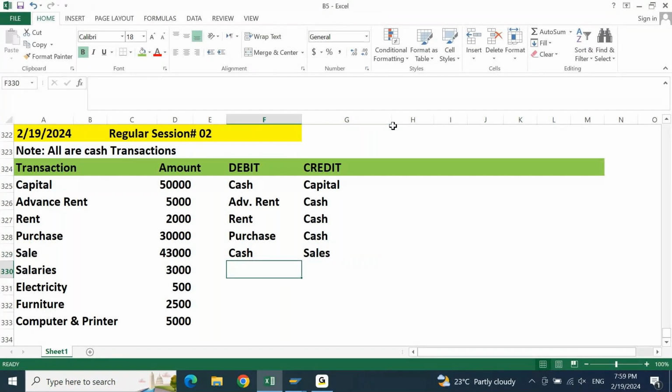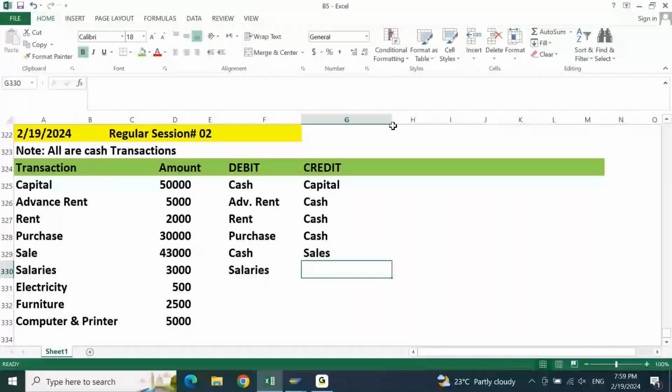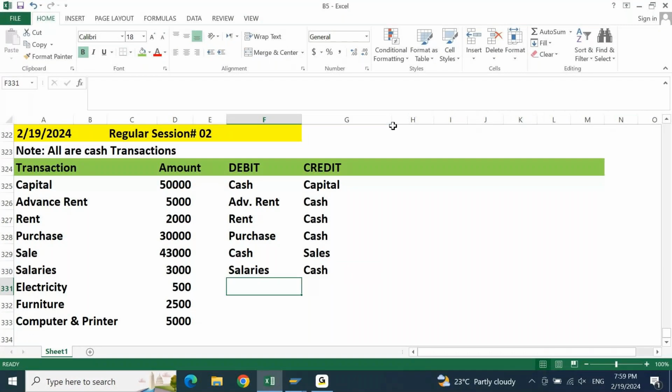And after this, I have salaries. For salaries, what I will put, salaries an expense. I am going to write salaries debit, cash credit. Others, please go on mute. Next one is electricity. Electricity is also an expense. I am going to write electricity account on the debit side, cash account on the credit side.